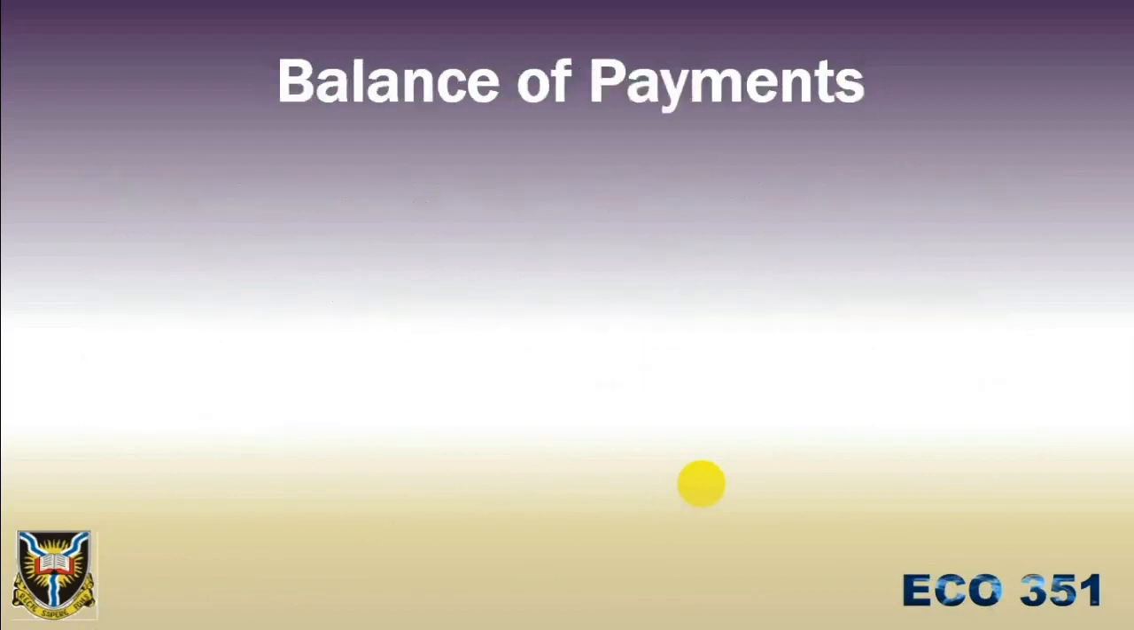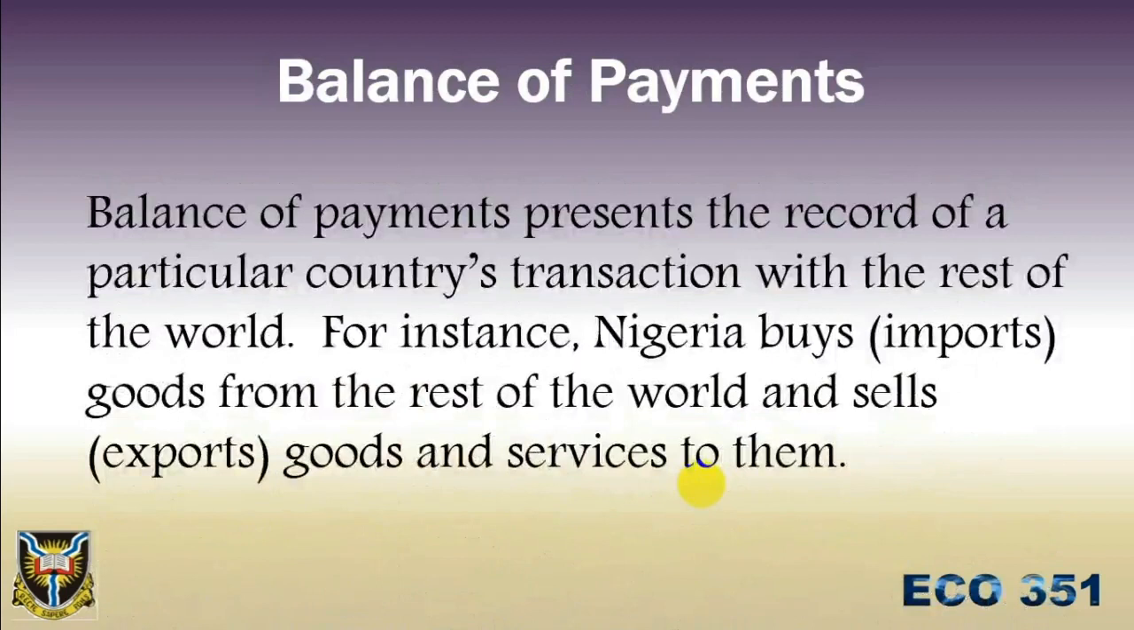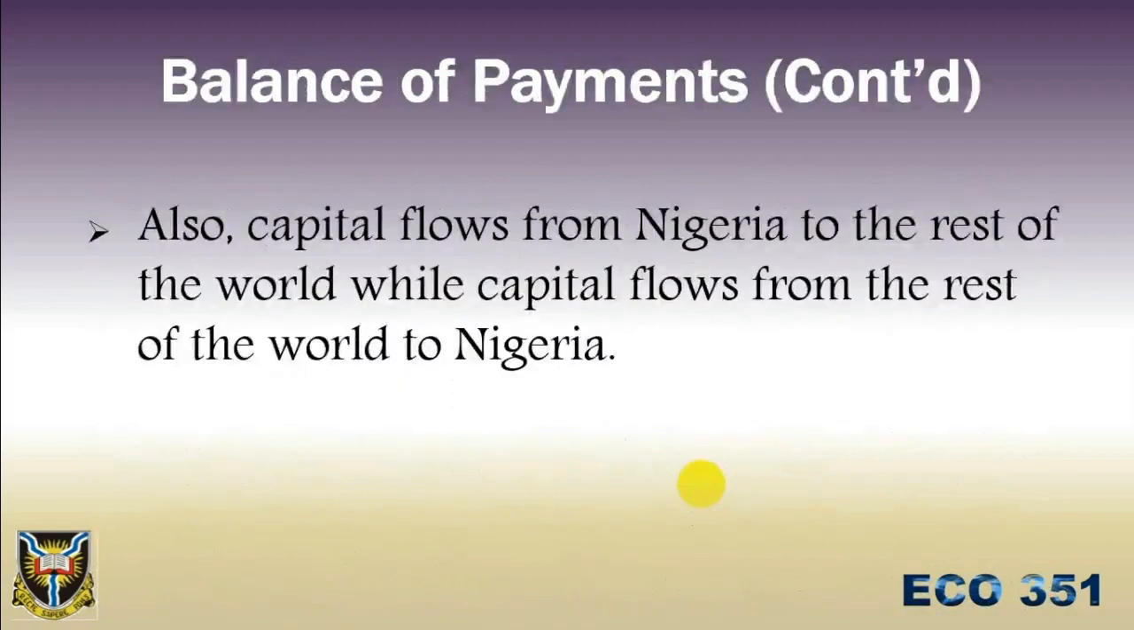Balance of payment. Balance of payment represents the record of a particular country's transaction with the rest of the world. For instance, Nigeria buys import goods from the rest of the world and sells export goods and services to them. Also, capital flows from the rest of the world into Nigeria, while capital flows out of Nigeria to the rest of the world.